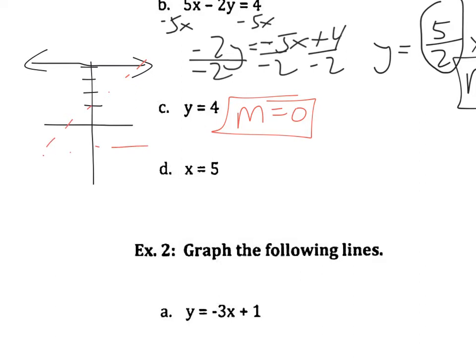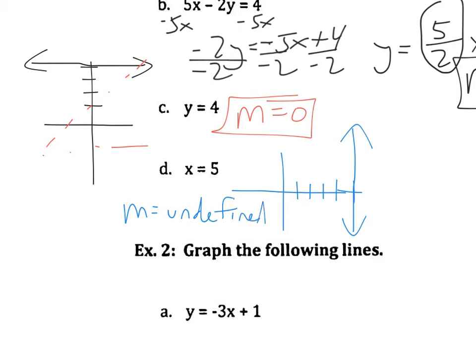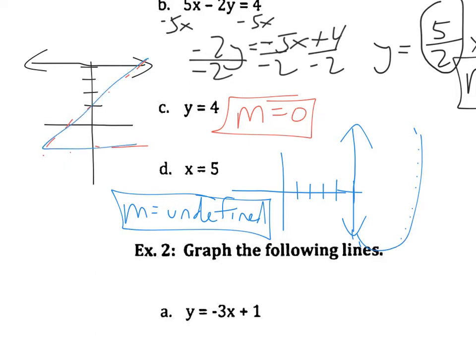Now the line x equals 5, if you graph that, you get a vertical line. That's crossing the x-axis at 5. That would be this line right here. And every vertical line in the world has a slope that's undefined. So for this one, we would say m equals undefined. Every vertical line has an undefined slope. And the mnemonic device for this, you could turn a vertical line into a u for undefined. So you have z for 0, u for undefined.